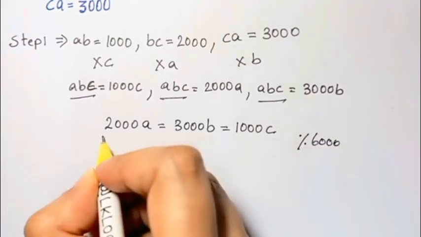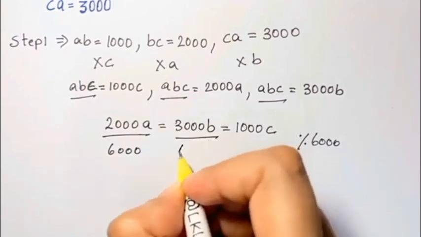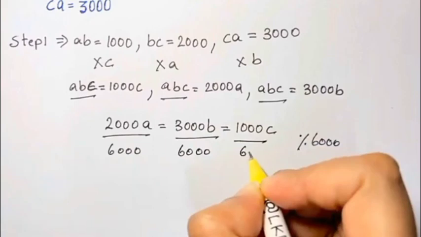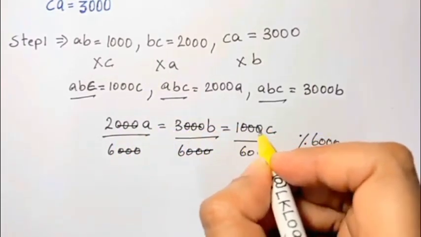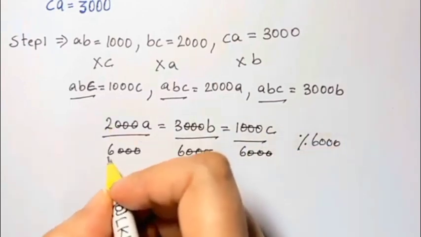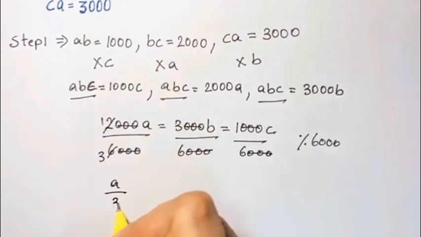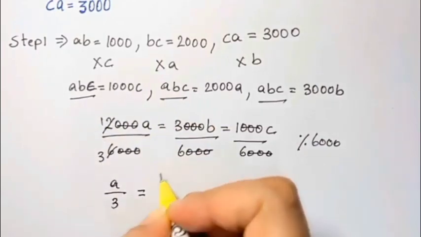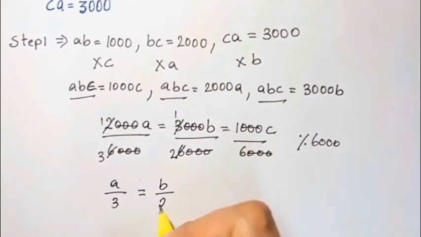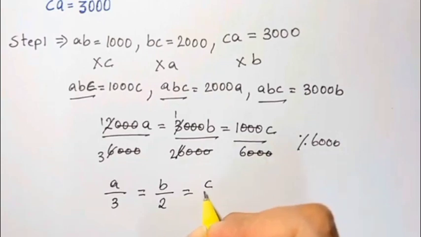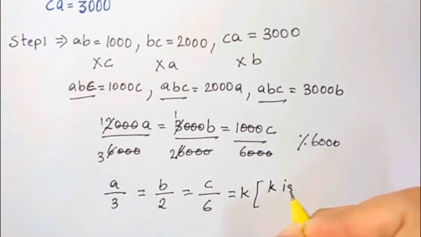6000. So when we divide both sides, let's divide numerator and denominator by 6000. So what do we get? Let's cross out the zeros here, here, here. So we're left with 2 over 6, that is 1 over 3. So we have A over 3, which is equal to 3 over 6, that is 1 over 2. So that's B over 2 is equal to C over 6, which is equal to K, and K is a constant.